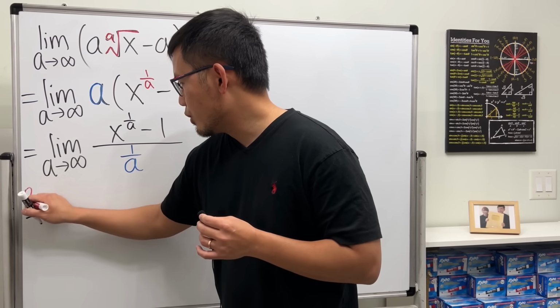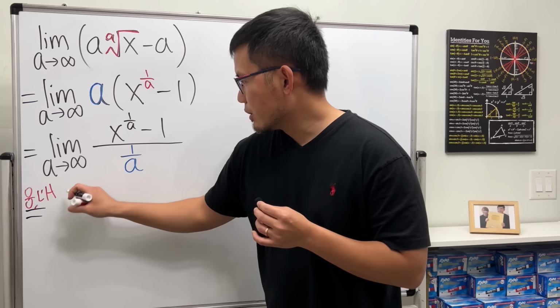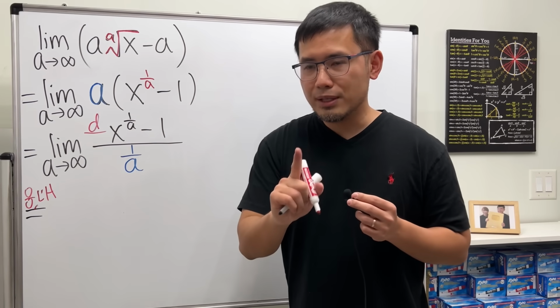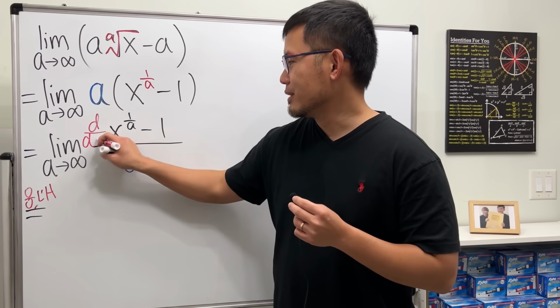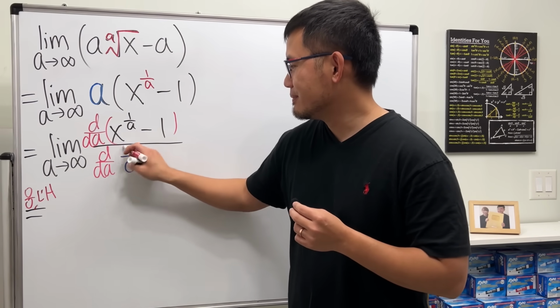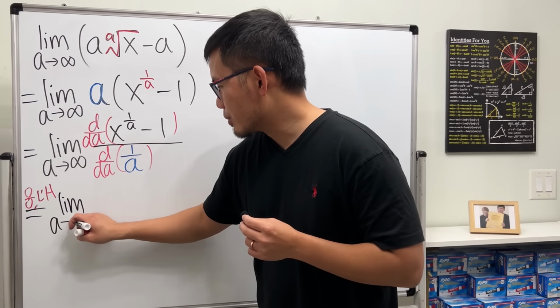So here we go. Because this is a 0 over 0 case, we get to use L'Hopital's rule. That means we will have to differentiate the top with respect to a next. Because the question says so, we have to use a, and then do the same on the bottom. So this right here is the limit as a approaching infinity.